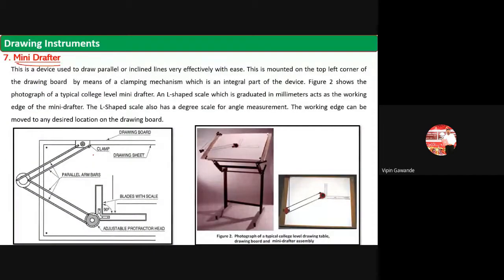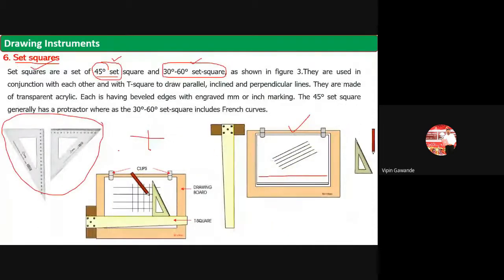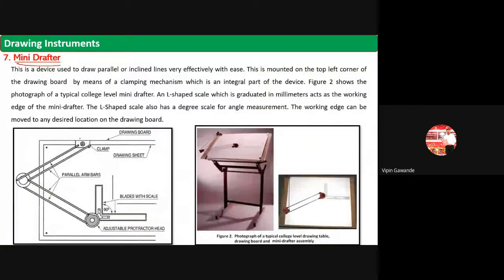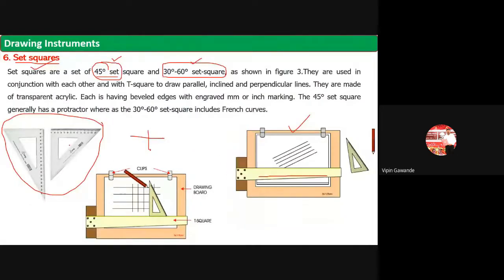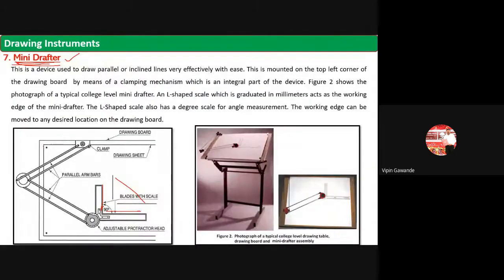So everything we can do using the T-square and set square, combined, we can do using only the mini drafter. With the mini drafter we can draw horizontal lines, vertical lines, inclined lines, anything. Nowadays all engineers use the mini drafter for construction of drawings. In olden days we used the T-square plus set square, but nowadays we use the mini drafter.